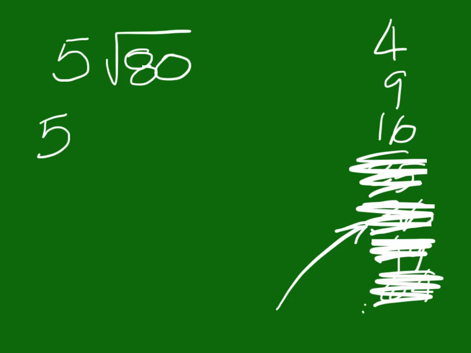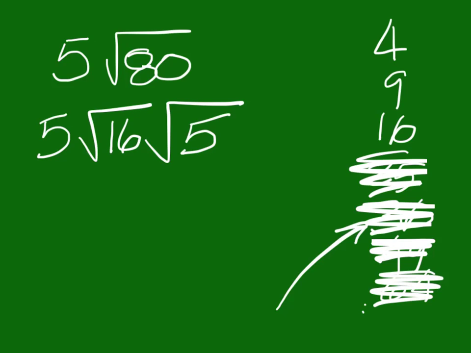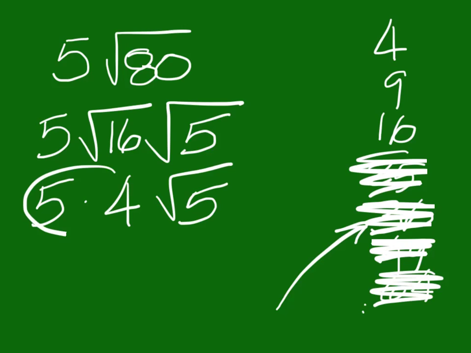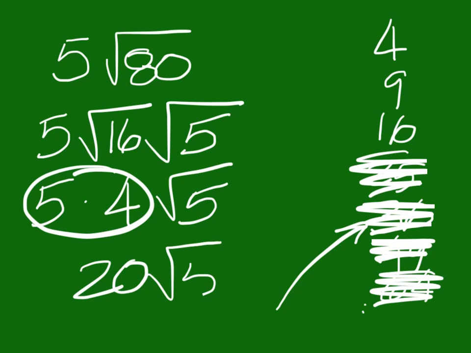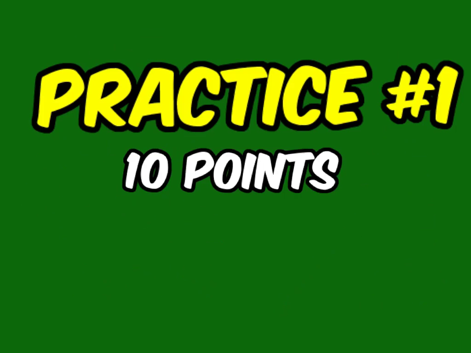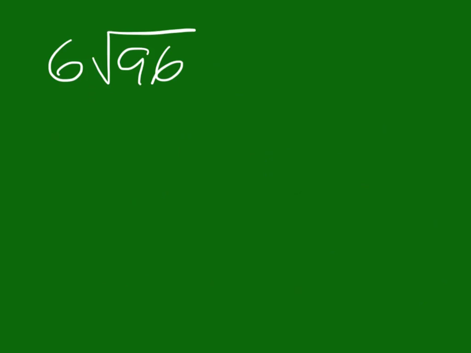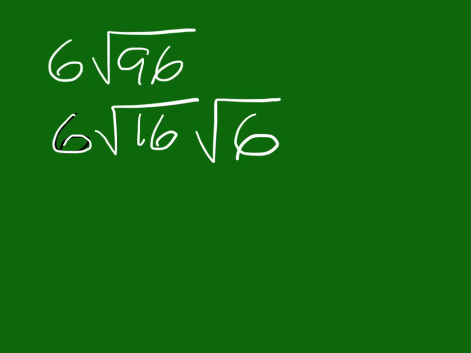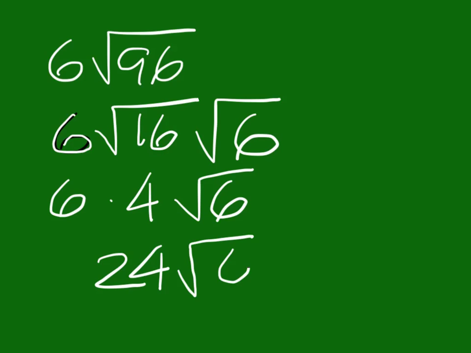Yes, 16 will divide into it evenly. 16 times what is 80? 5. The square root of 16 is what? 4. And 5 times 4 from out here is 20. So your final answer is 20 square root of 5. The highest perfect square that will come out of 96 is 16, and 16 times 6 is 96. The square root of 16 is 4, so you should end up with 24 square root of 6.